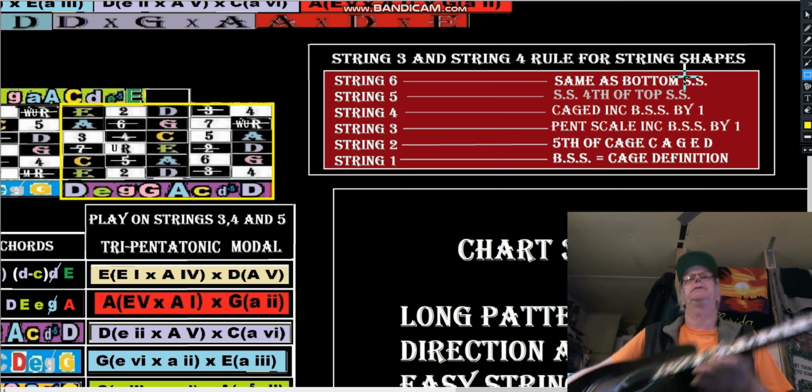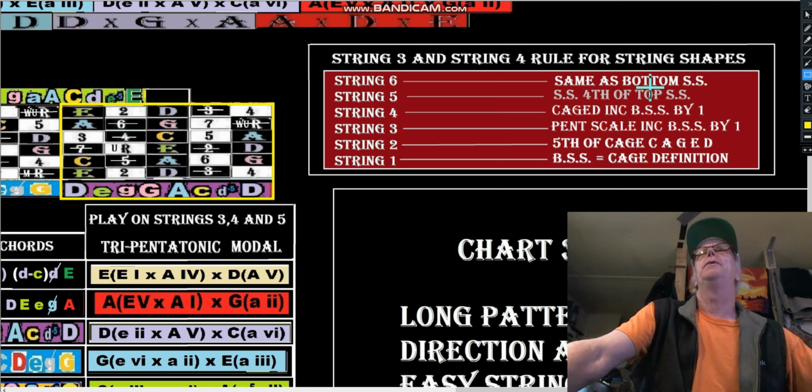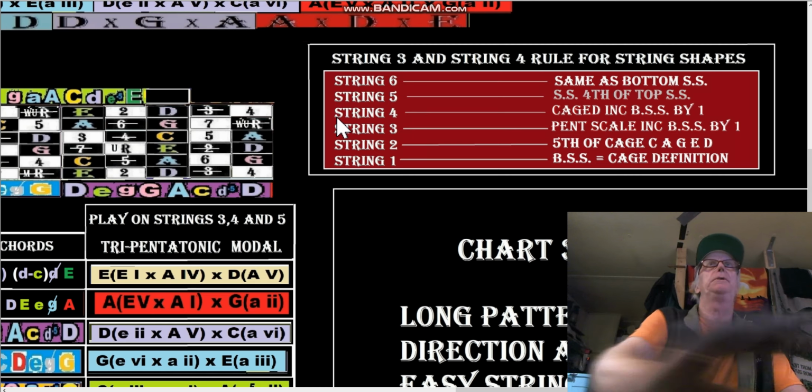Sorry for that little ditty. Anyway, so that's how the strings go. That's just a little interesting background.